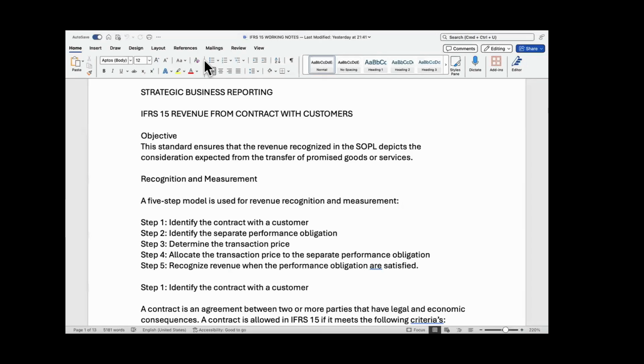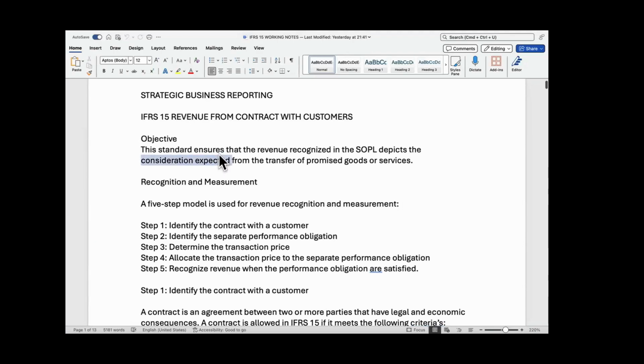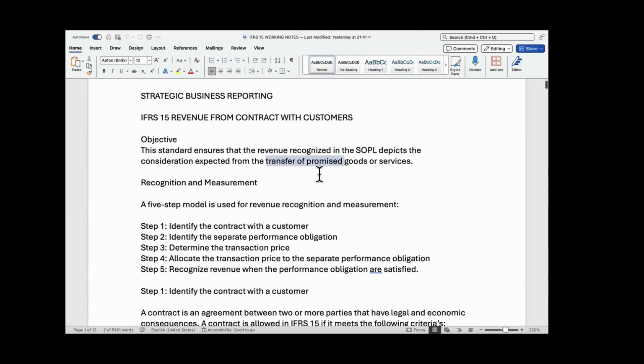And I told you very clearly that what this means is that the revenue you put in your books must mean that you have actually delivered the goods. What you are expecting is just money. When you put 100,000 in your statement of profit or loss, it means that you have done the work. You're just expecting money, or probably you have collected the money. So what we want to see as revenue should be the consideration you're expecting from the transfer of promised goods or services.